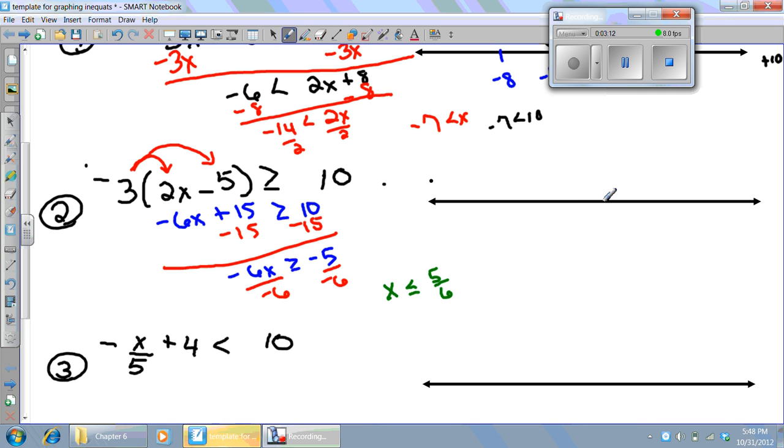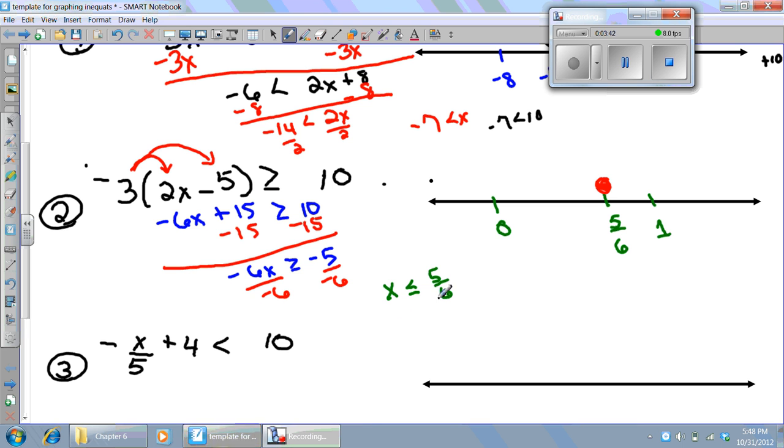I'm going to find 5/6 on my number line. What two whole numbers would that be between? Well, I think it'd be between 1 and 0. It'd be closer to 1. I guess if I want, I can kind of move my 0 over to show you that it is closer. Now, am I going to have an open circle or a closed circle? Well, it says less than or equal to, so I will have a closed point there.